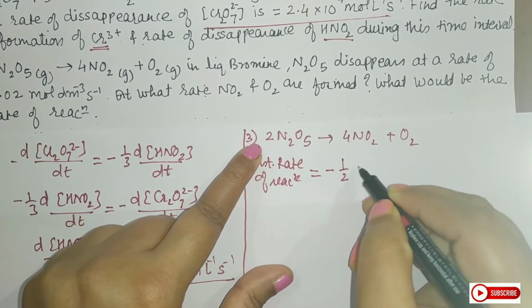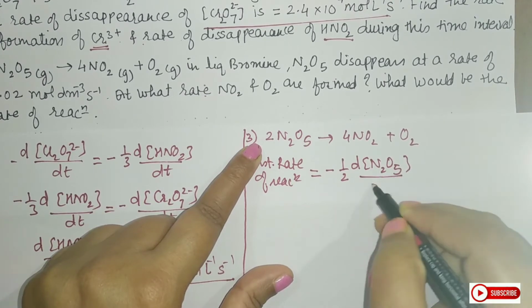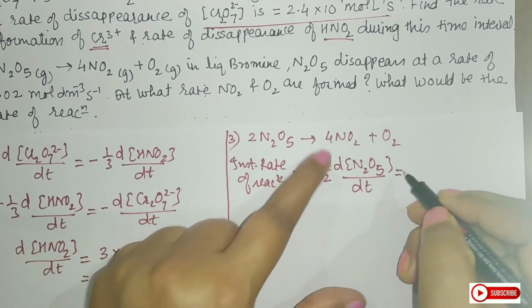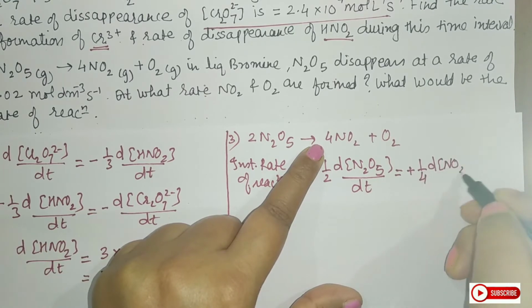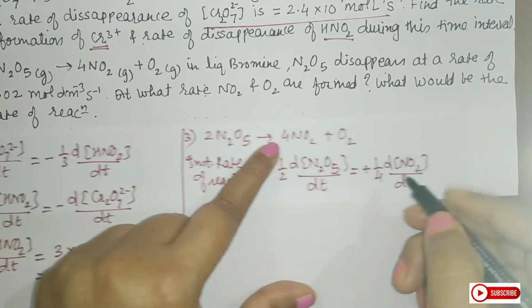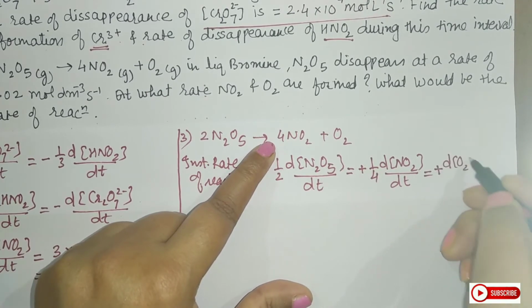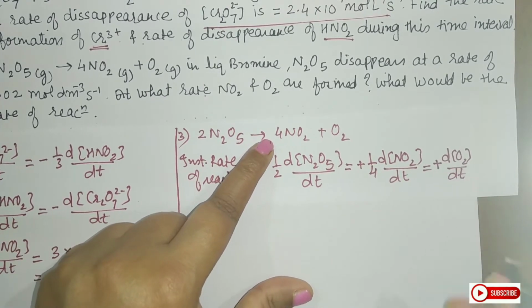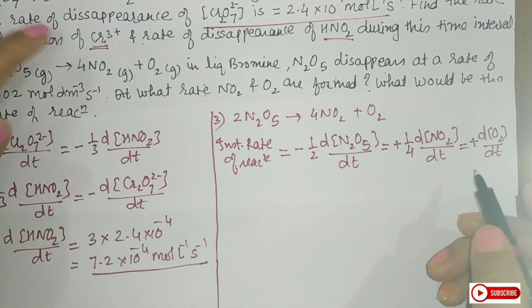So write down, instantaneous rate of the reaction is equal to, what it will be, students? Minus half d concentration of N2O5 by dt is equal to plus 1 upon 4 d NO2 by dt is equal to, this will be only positive, dO2 by dt. I hope all of you have finished writing this. Now let us see what is the question.